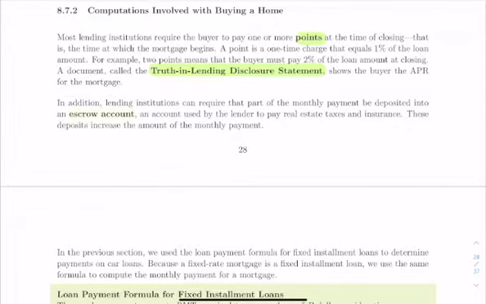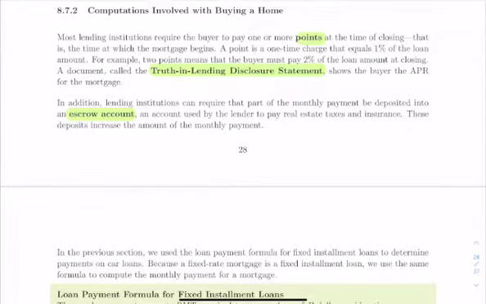In addition, lending institutions can require that part of the monthly payment be deposited into an escrow account. This is an account used by the lender to pay real estate taxes and insurance. These deposits increase the amount of the monthly payment.